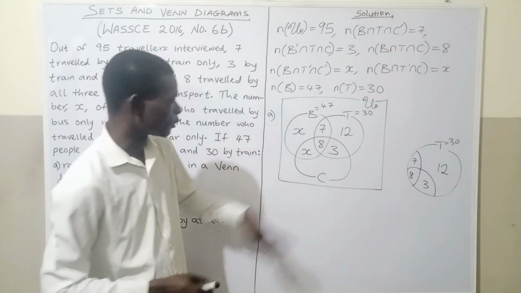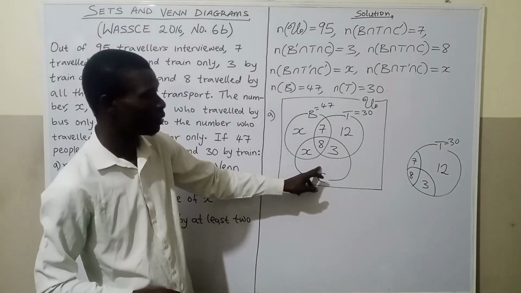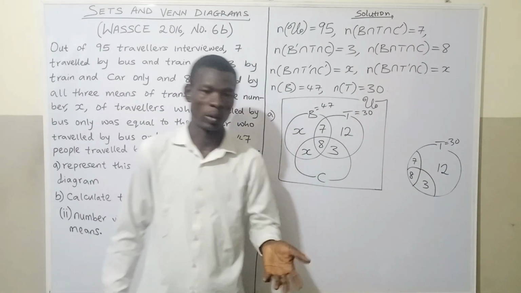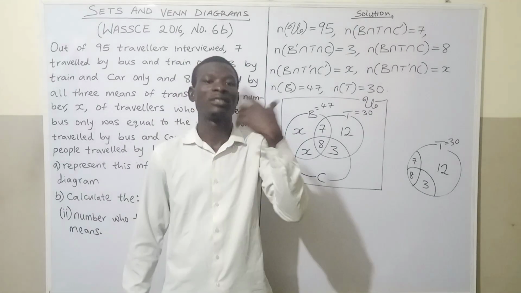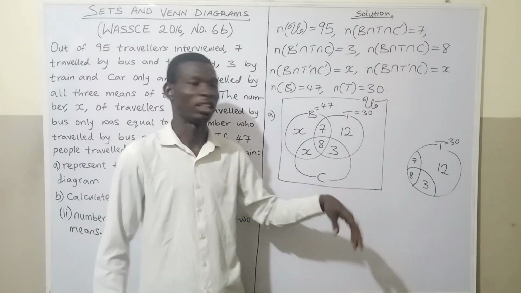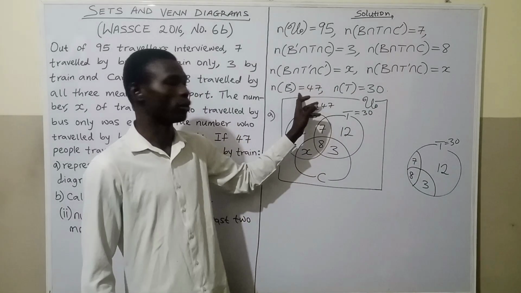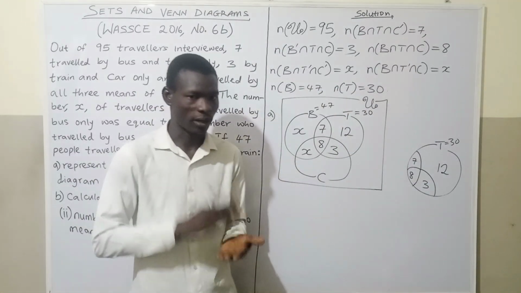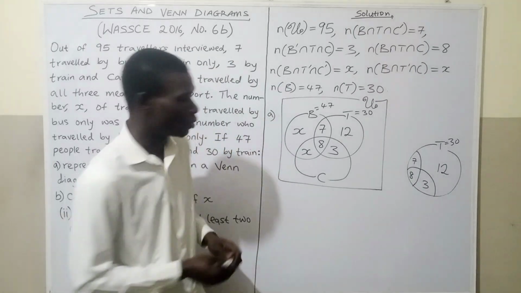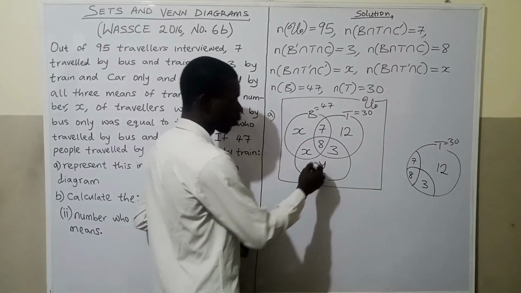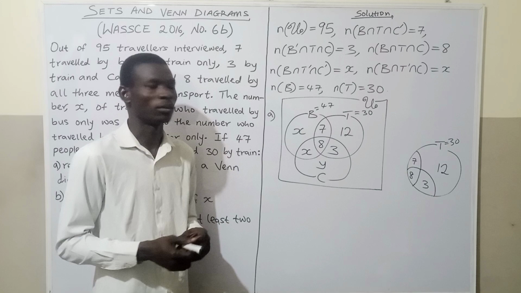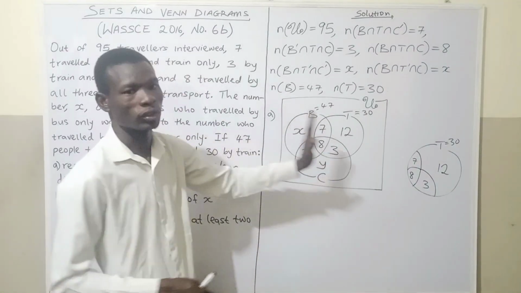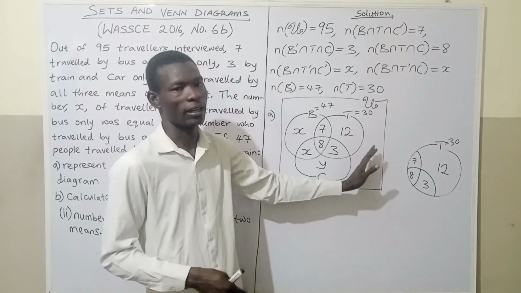The next one is those that travel by car only. If you look at the question, they were silent about those that travel by car only, and also about those that travel by car generally, unlike what we have for train and bus. So we let that be equal to Y. Once you set this up like this, you have actually gotten your Venn diagram out.